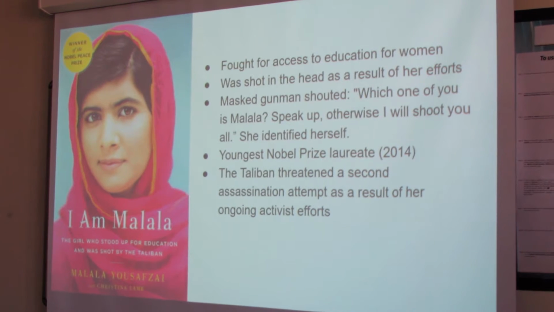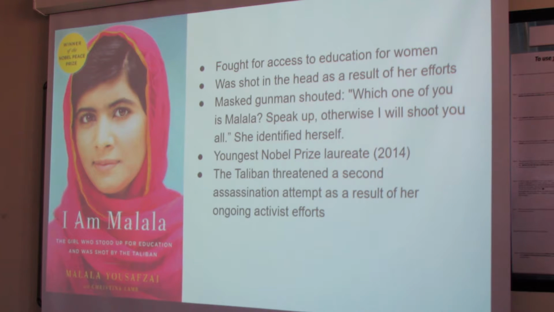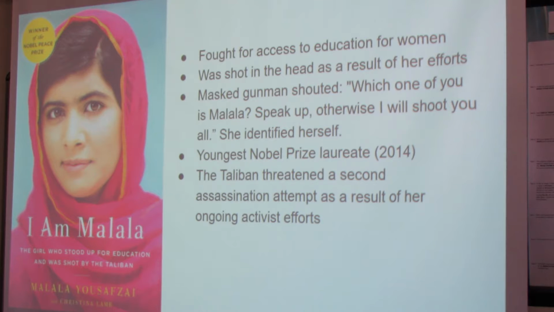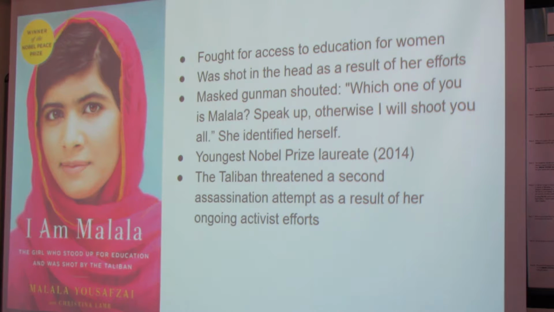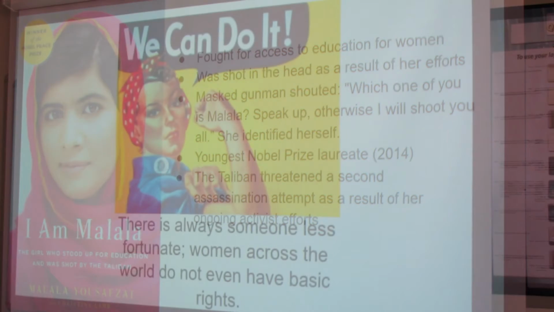She fought for access to education for women in her country and was shot in the head by the Taliban as a result. They specifically asked her to identify herself, and she did, but she was shot because of it. She's the youngest Nobel Prize winner, and she has had other assassination attempts threatened just because she's fighting for equal access to education for women in that area.